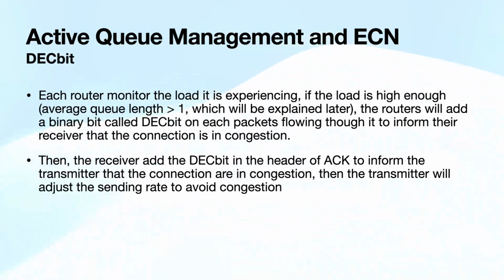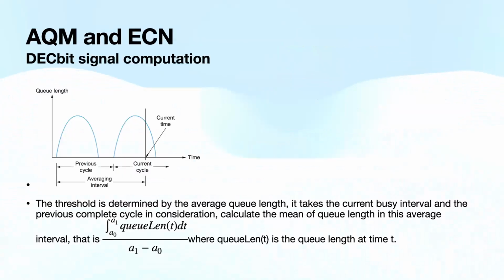So for the DECbit, each router monitors the load it is experiencing. If the load is high enough, which means the average queue length is larger than 1, the router will add a binary bit called the DECbit on each packet flowing through it to inform the receiver that the connection is in congestion. Then the receiver adds the DECbit in the header of the ACK to inform the transmitter that the connection is in congestion. Then the transmitter will adjust the sending rate to avoid the congestion.